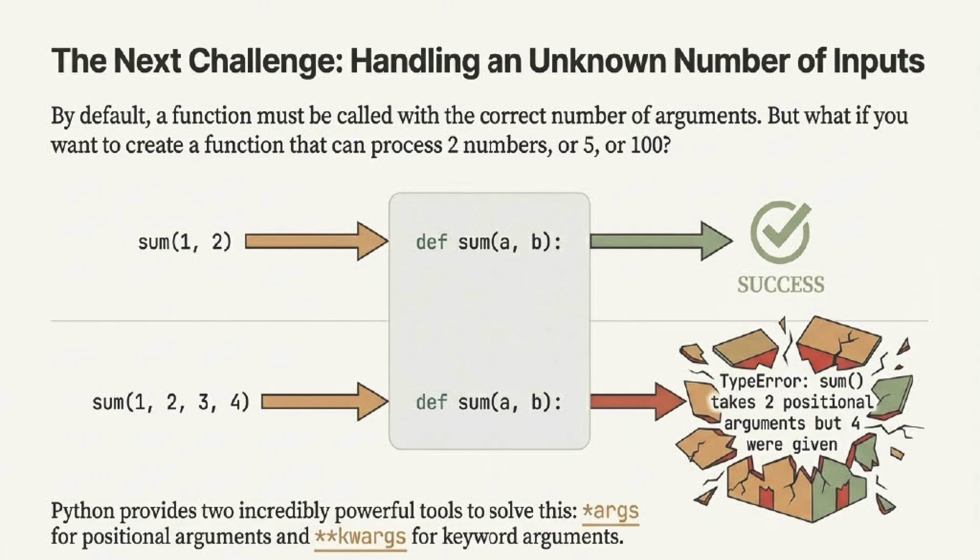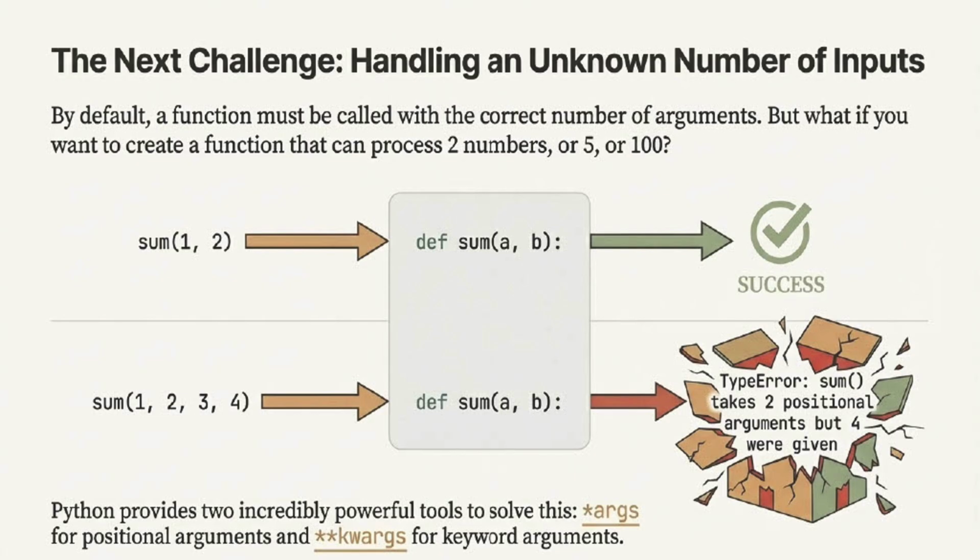Now for sum of 1, 2, 3, 4, here we are passing 4 values. But the function definition still expects only 2 arguments. Because of this mismatch, Python throws an error called a TypeError. The error message clearly says that the function takes 2 positional arguments but 4 were given. This situation creates a problem.